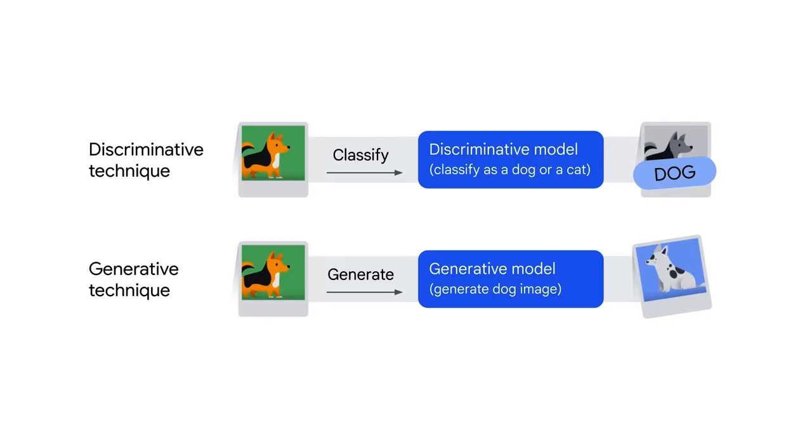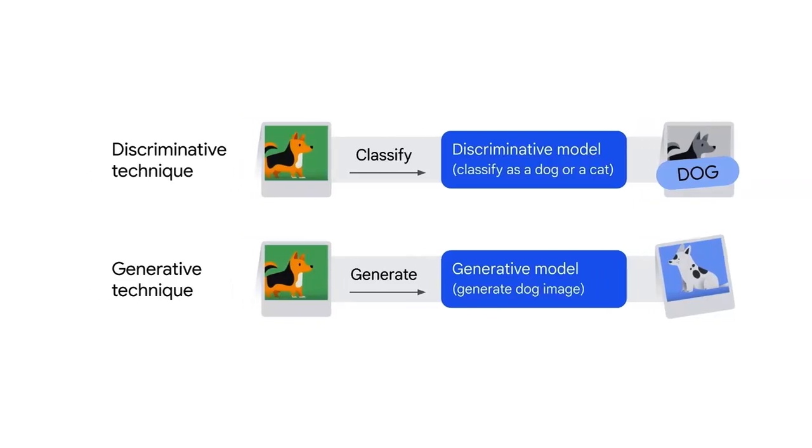The generative model learns the joint probability distribution, or the probability of x and y, p of x, y, and predicts the conditional probability that this is a dog and can then generate a picture of a dog. Good boy. I'm going to name him Fred. To summarize, generative models can generate new data instances, and discriminative models discriminate between different kinds of data instances.